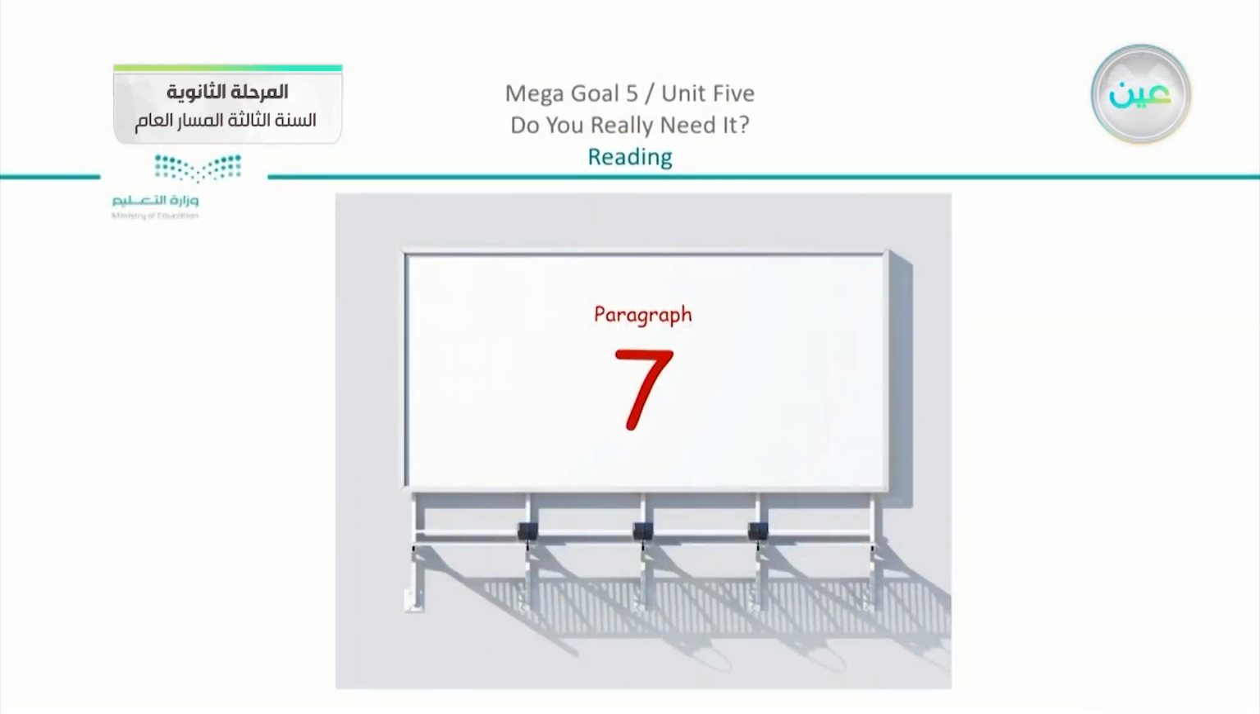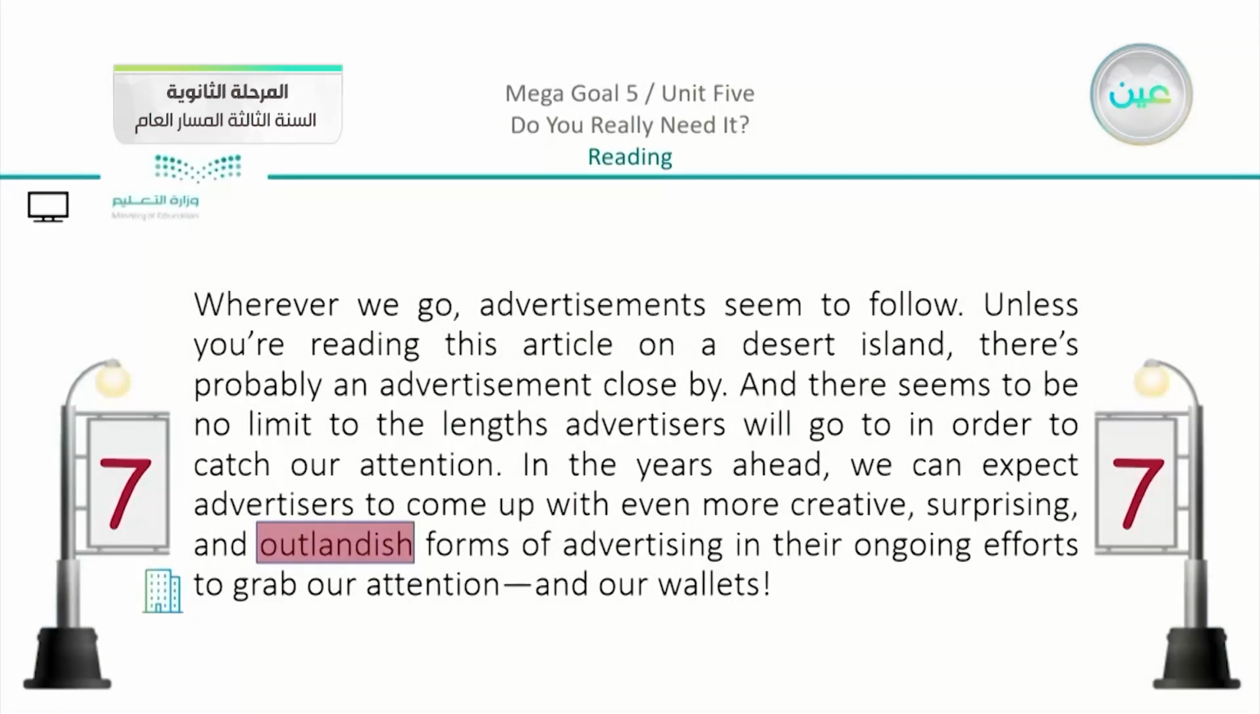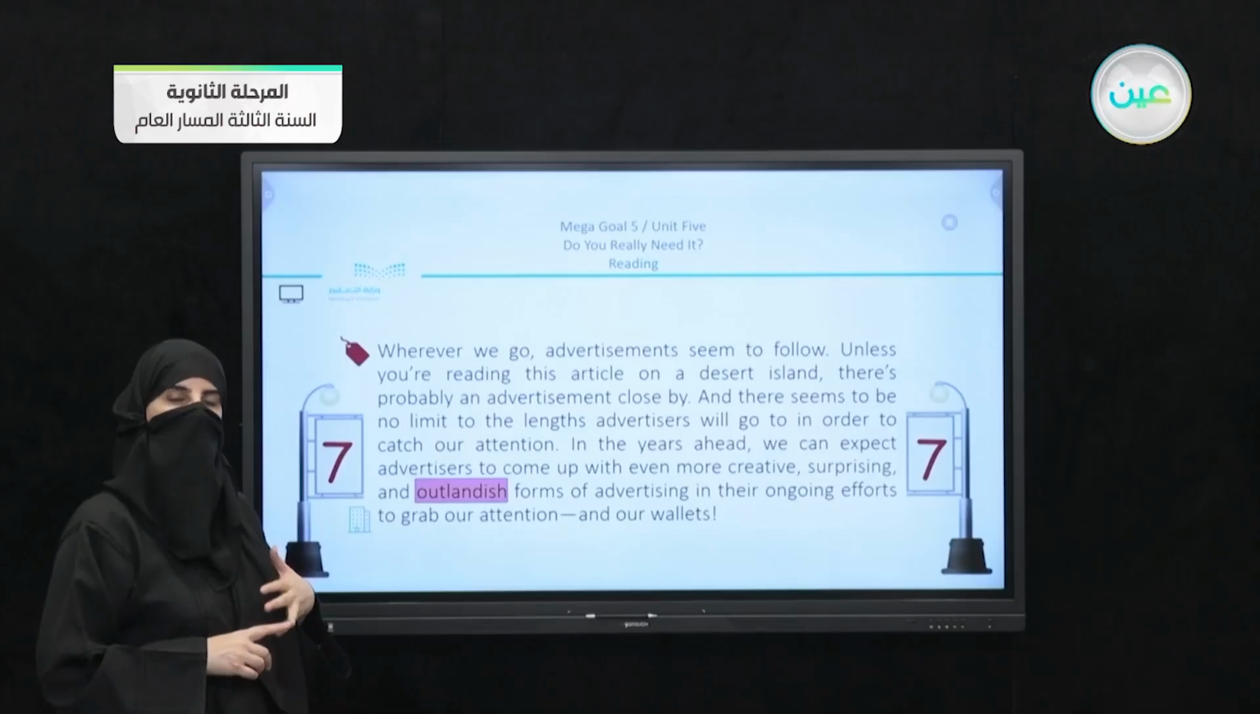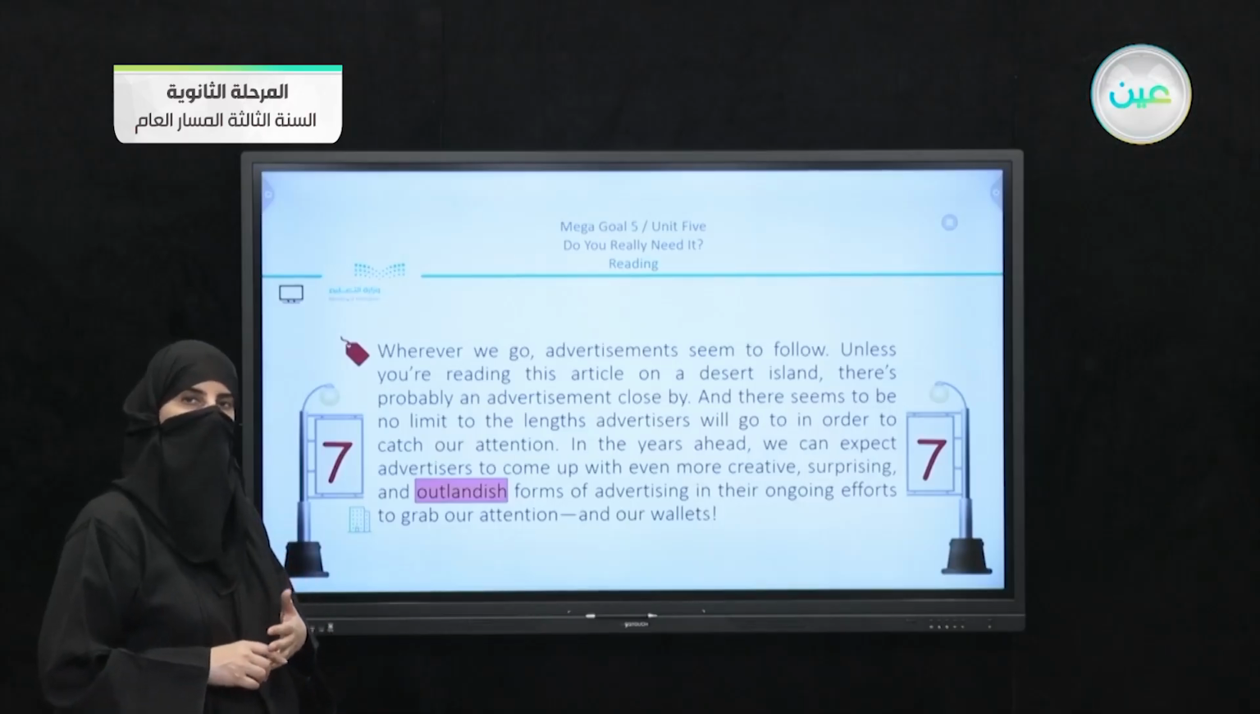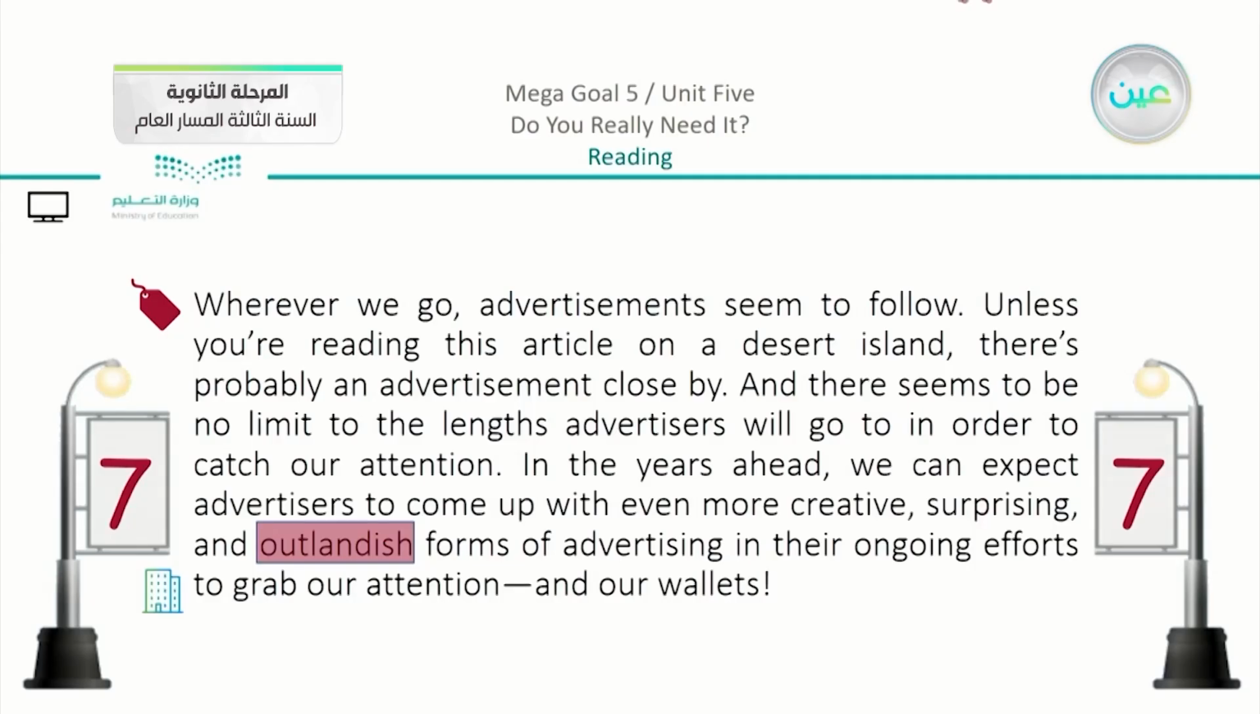Now we have the last paragraph, paragraph number 7. For paragraph number 7, we do not have a question, but we are going to look for the basic idea that we have here. You can see that we have the word outlandish, which was also one of the words that we have in the vocabulary building. So start, just look for the main topic that we have in the paragraph.